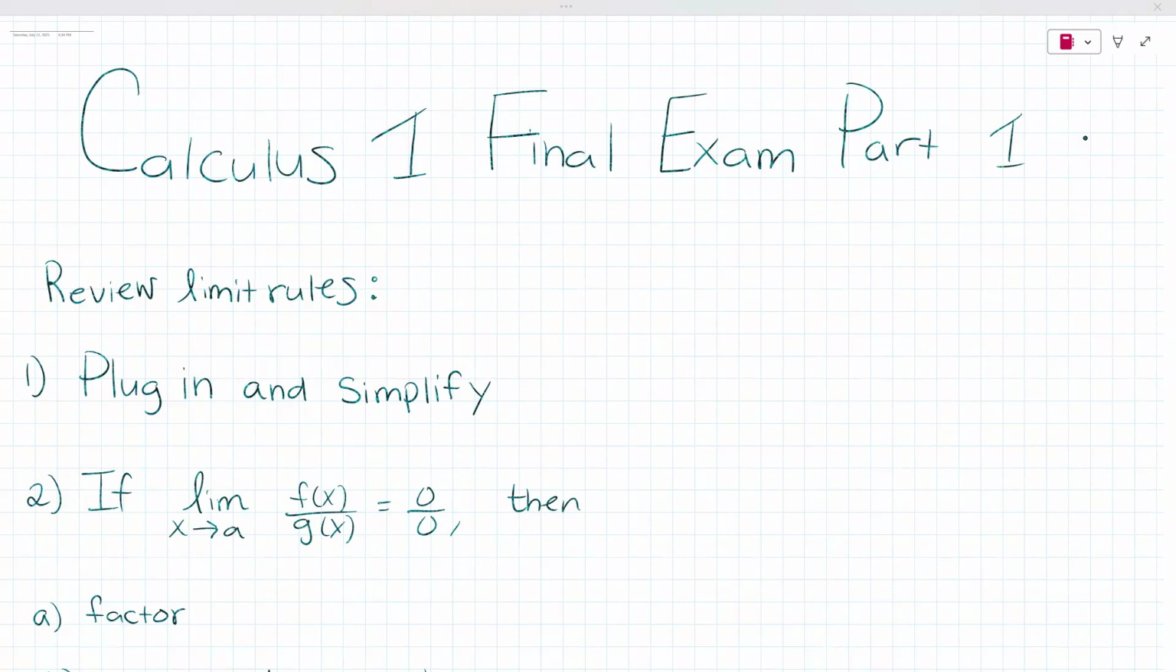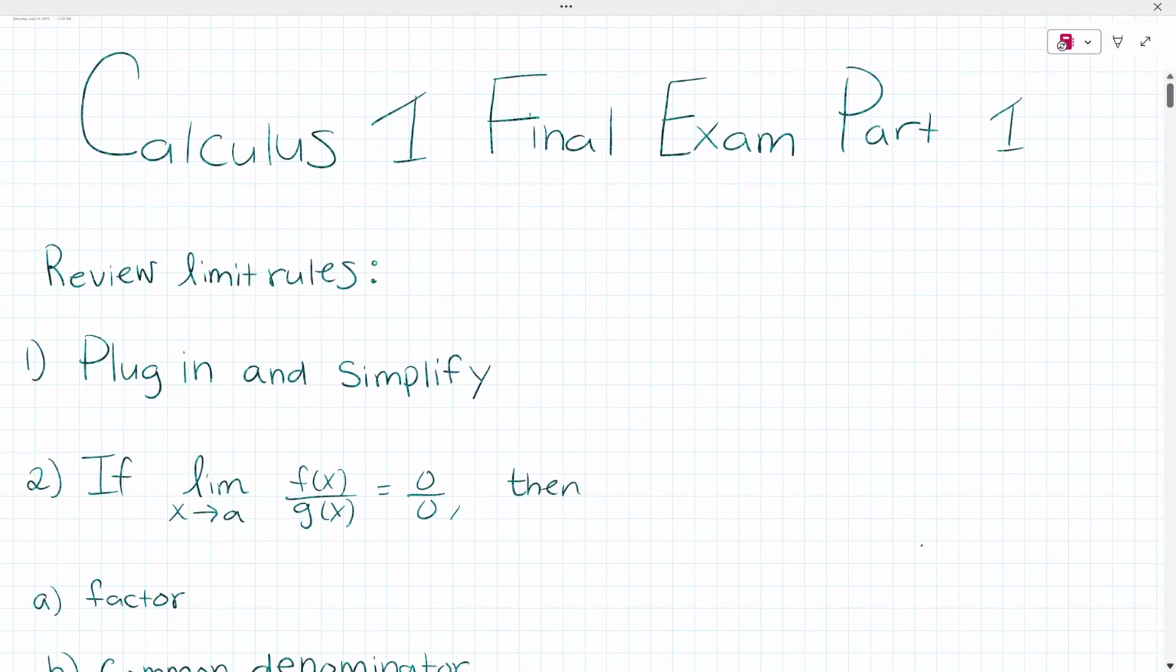What I would do first is just plug it in and simplify. If your x value is a real number, go ahead and plug it in. If your function is a rational function, step two, if you do plug it in and you get an indeterminate form like 0/0, or if you have a 0 on the bottom, it's indeterminate, then you would do a few things from there.